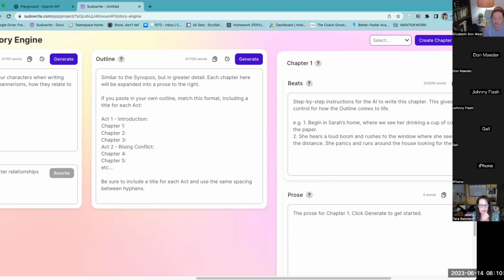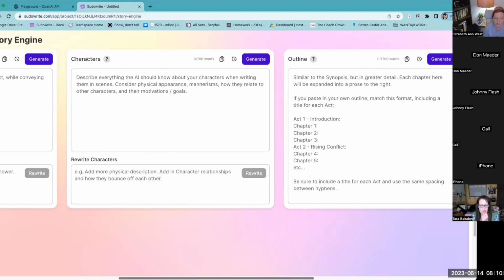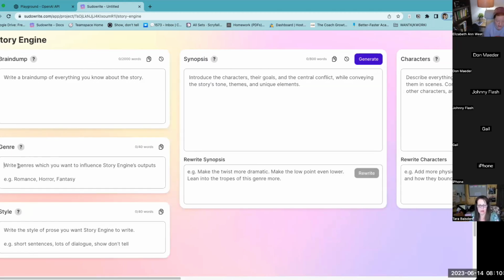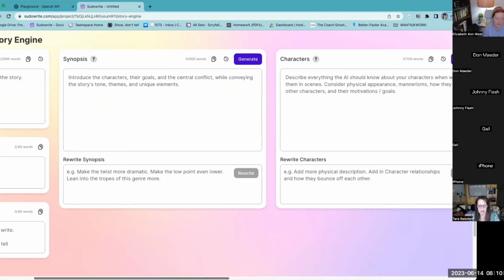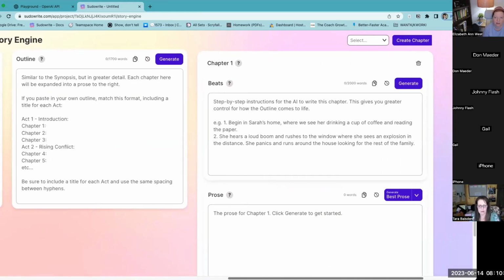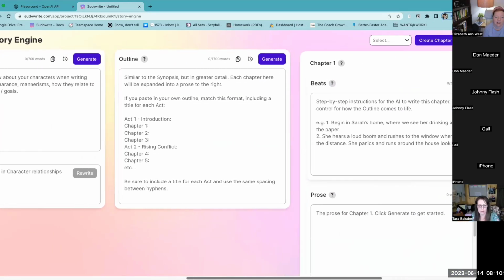So what I'm going to do is put right here in genre, psychological thriller. We'll come back to the style box. I think that style box is actually going to move. And then here in outline. So outline requires a certain format: Act 1, hyphen, whatever word you want, a colon, and then chapter 1 colon, chapter 2 colon. So you can bring whatever outline you want.